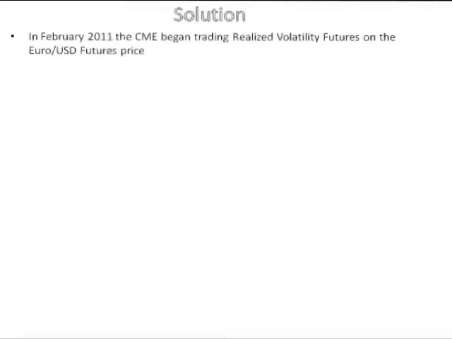In February 2011, the CME began trading realized volatility futures on the Euro-USD futures price. It settles on 1-month historical volatility. There's also a 3-month settlement. However, for this presentation, I'm focusing on the 1 month.